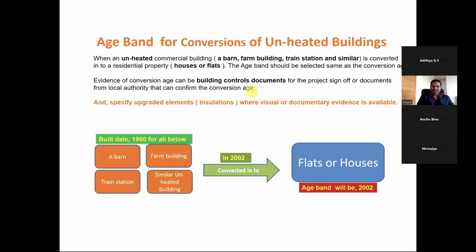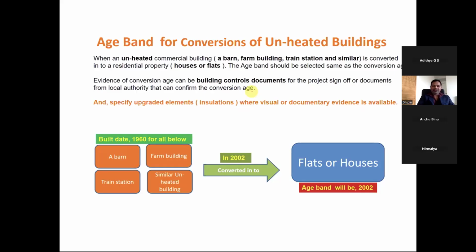There is again an age band for conversion of unheated buildings. When an unheated commercial building, let's say a barn, farm building, train station and similar, is converted into a residential property, the age band should be selected the same as the conversion age. So let's say something was built 70 years ago, and the train station is being converted into a residential apartment, and then we tend to buy that property.